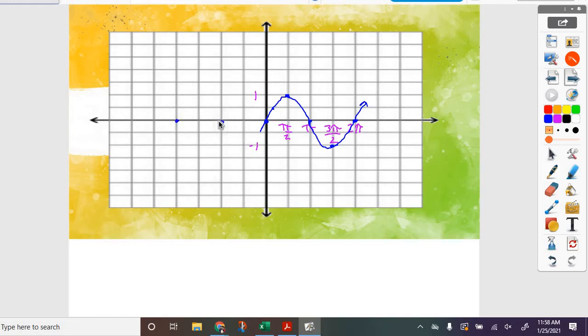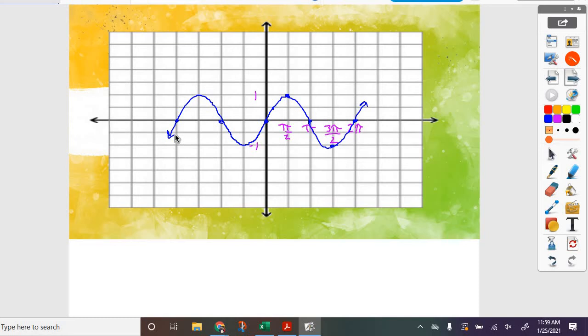The only difference is because, remember, as we go negative, it would be going clockwise instead of counterclockwise. It gets reversed, basically. So instead of going up first, I go down first, because we would be going in that fourth quadrant, which has negative y values instead of positive y values. So that is our general shape, or the parent function, for our y equals sine of x graph.